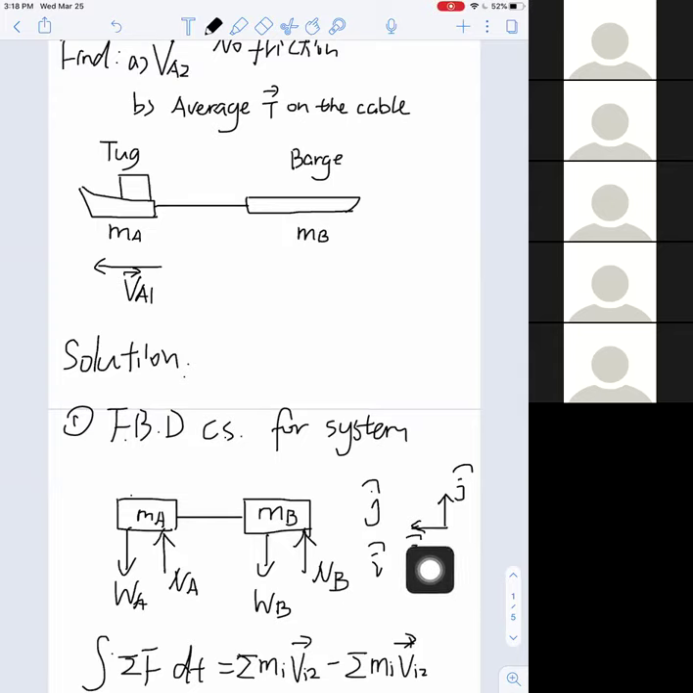And since the boats are moving to the left, I would set up my coordinate system, I and J, in this way. So my I would line up with the motion of the boat.